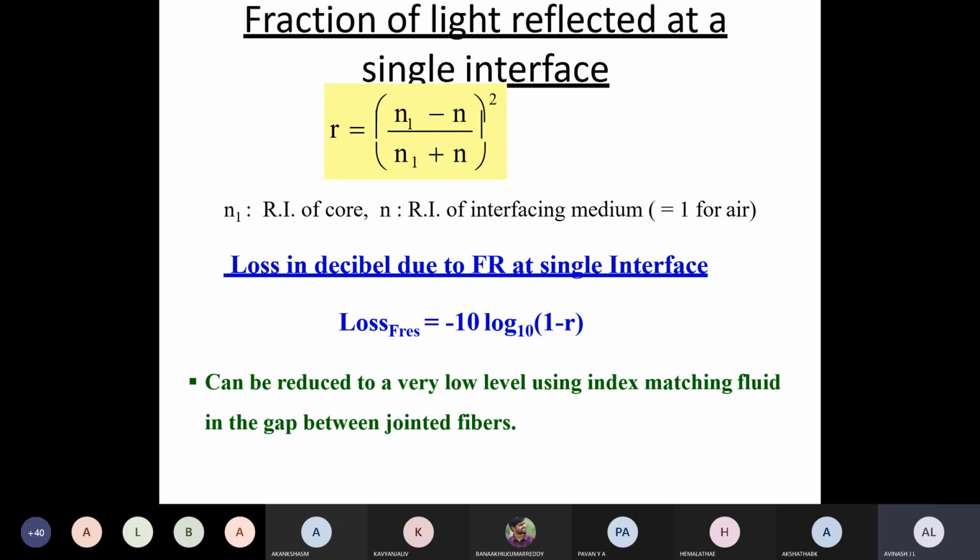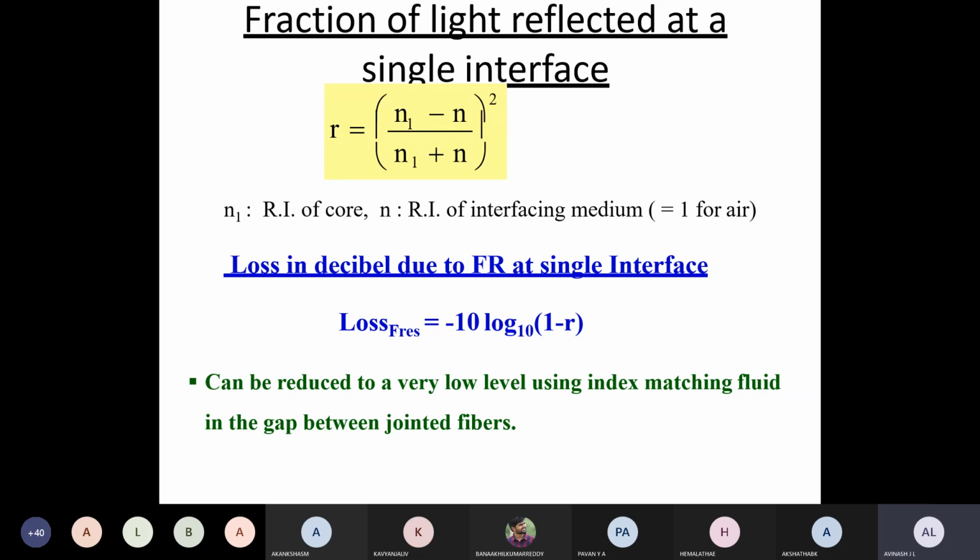How to reduce those interface losses: this loss can be reduced to a very low level by using the index matching fluid. Index matching fluid means we'll manufacture some glass fluid. If you insert that fluid in the joints, that fluid will have the same refractive index as glass. So that air gap will be filled by this matching fluid.